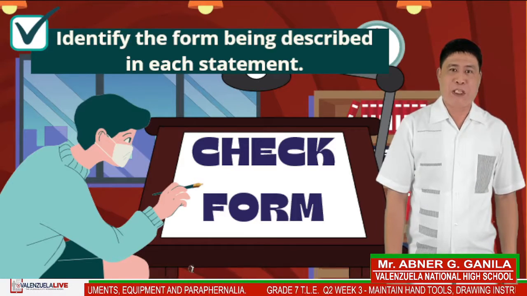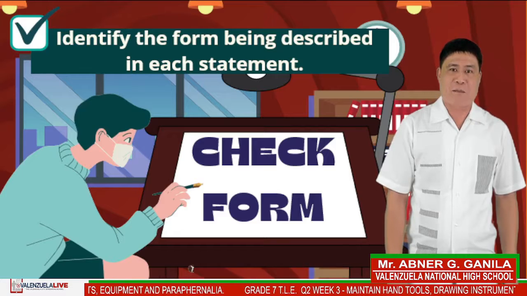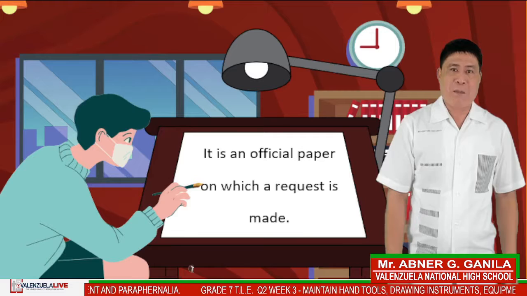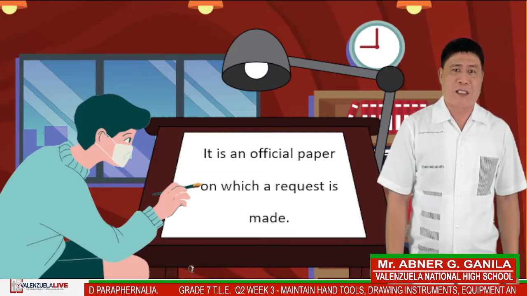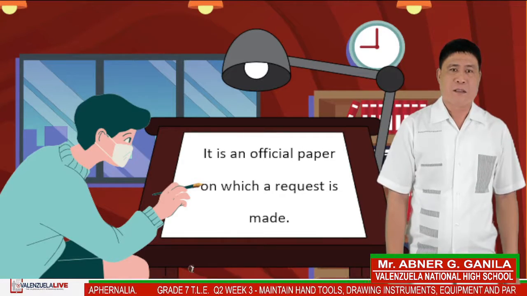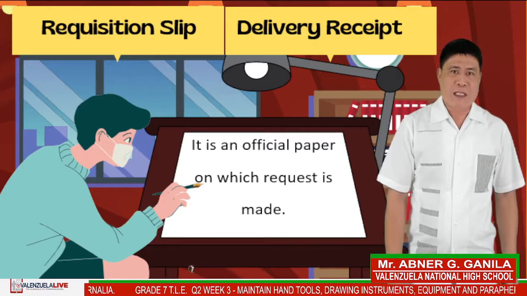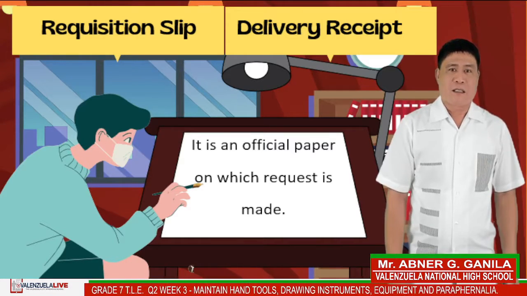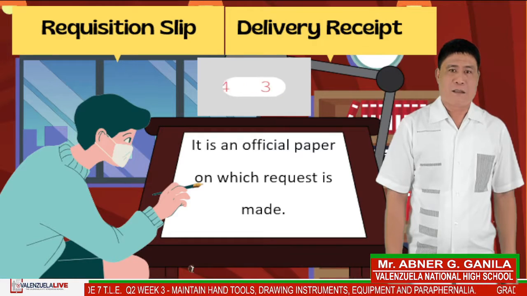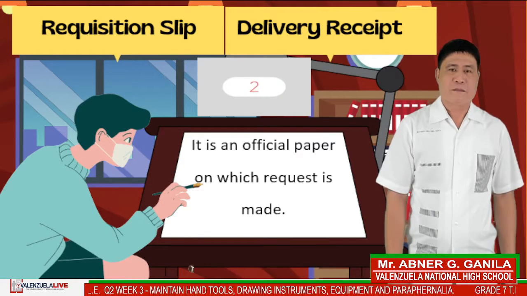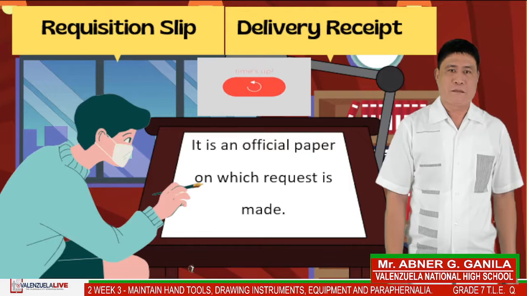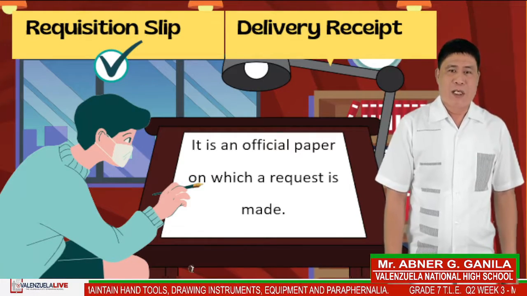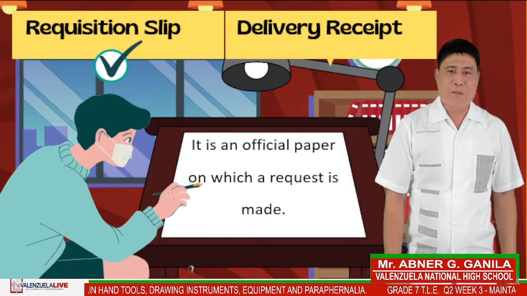Identify the form being described in each statement. Number 1. An official paper on which request is made. Requisition slip, delivery receipt, very good. The correct answer is requisition slip form.